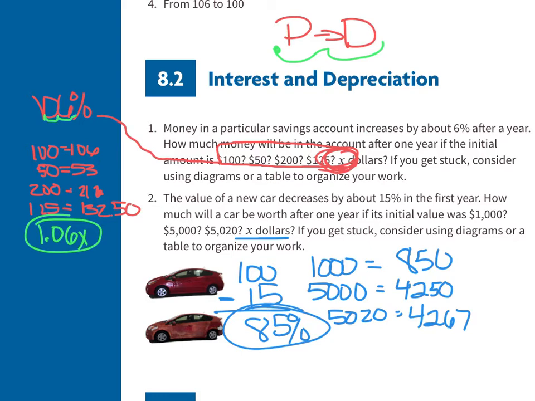Now, once again, x dollars is going to be an expression of some sort. So I have to take 85%, and I move the decimal 2 places to the left. So 85% as a decimal is 0.85. So x would be 0.85x.